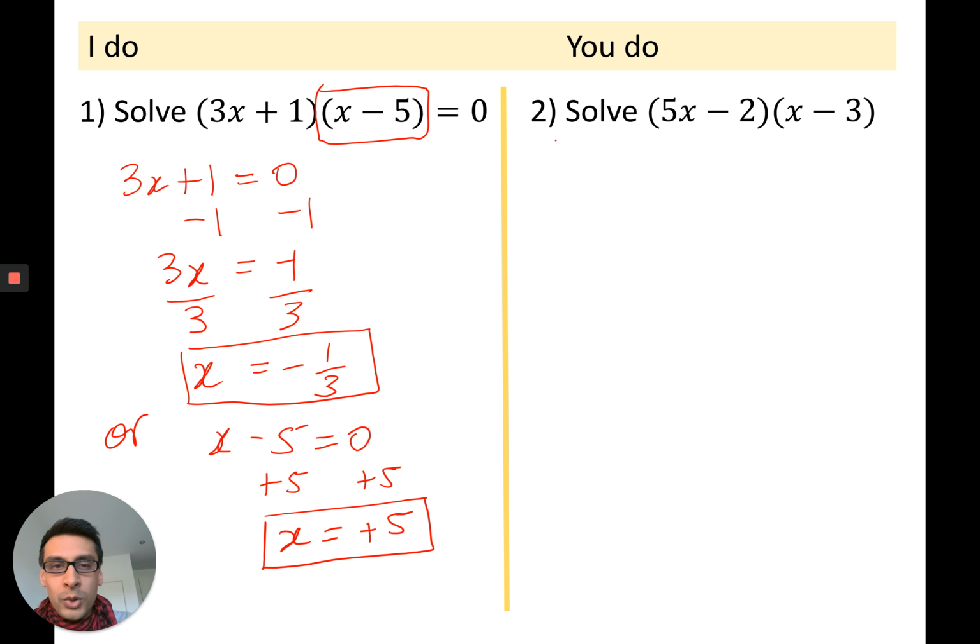So you're going to now pause the video, have a go with this. I'm not going to show the working out for this because that's something that you will show in your book. Your final answer, however, should be x equals +2/5 and x equals +3.